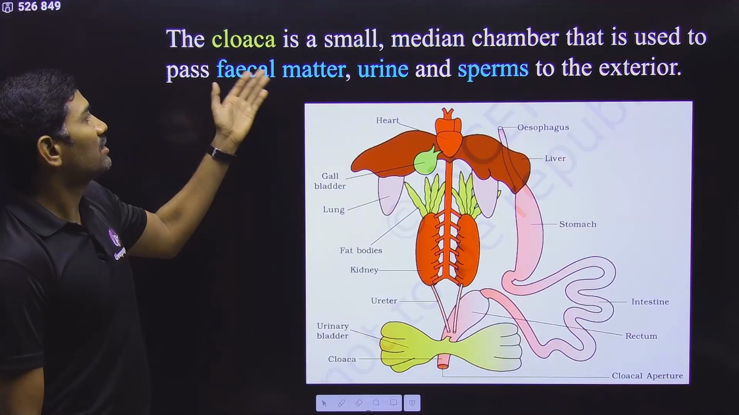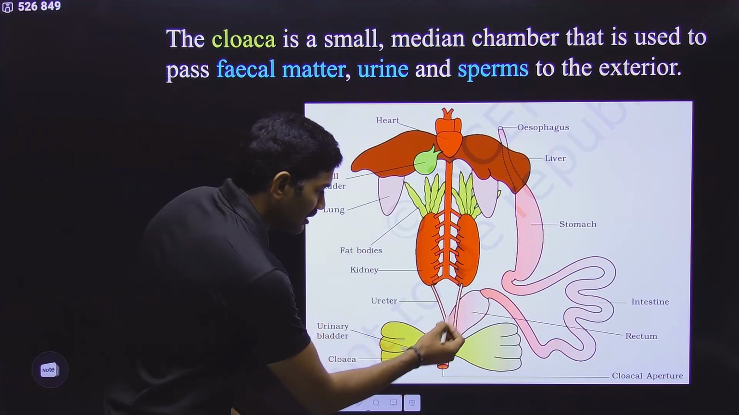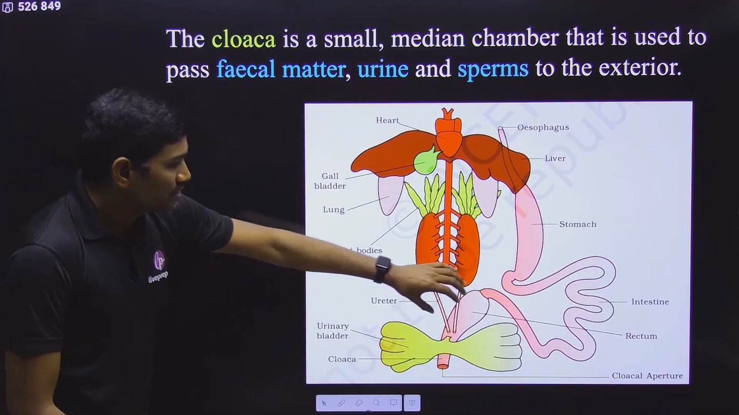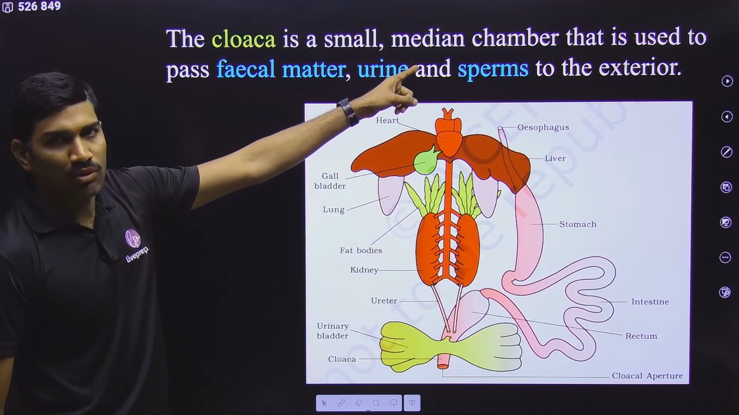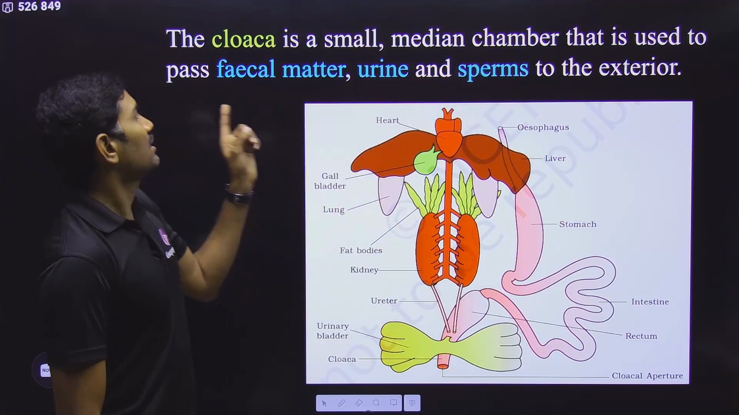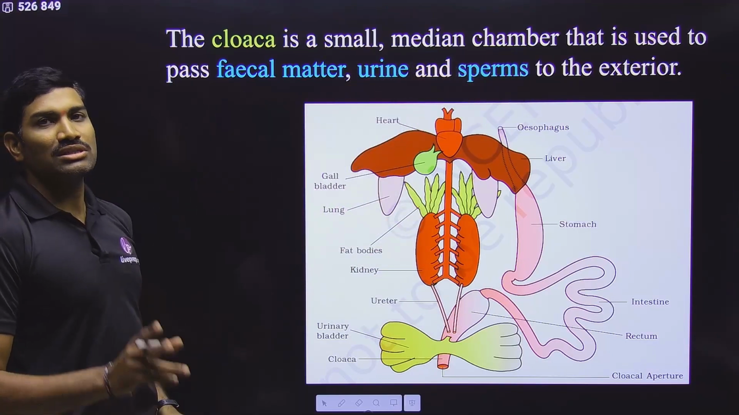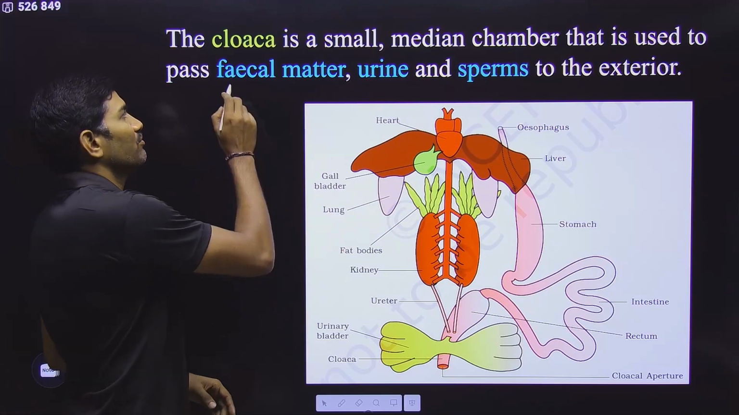Clear? Next one, the cloaca is a small. Regarding the cloaca, they are talking here. Okay, this is the rectum that is opening into the cloaca. This is the portion. So cloaca is a small median chamber that is used to pass. So this is the common passage for opening of what?